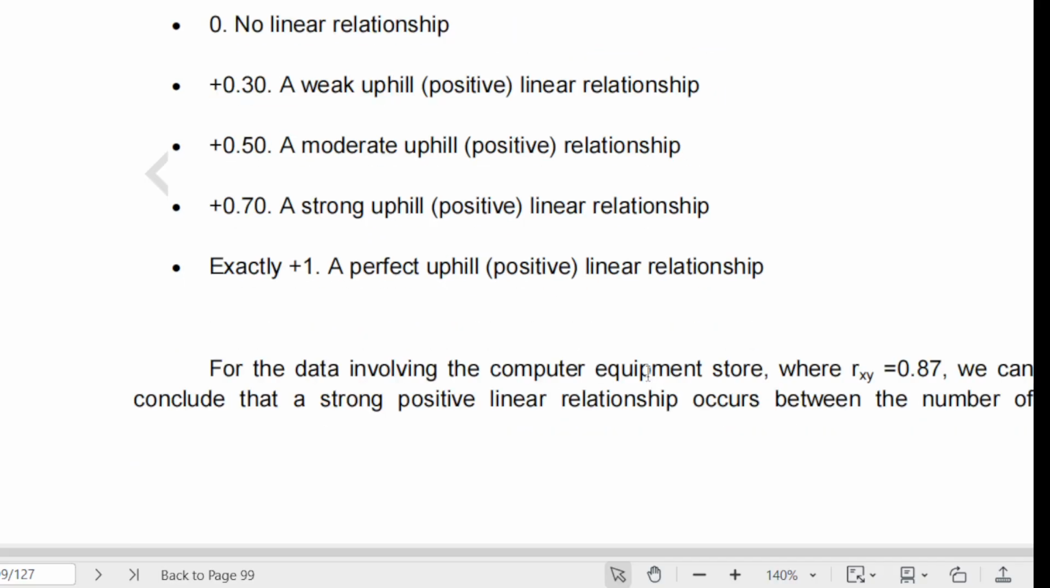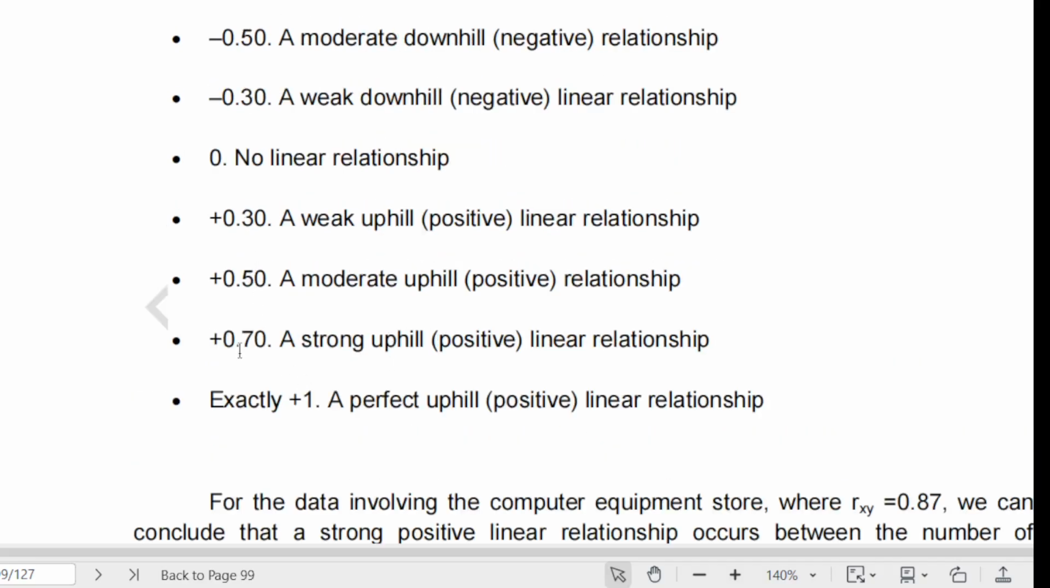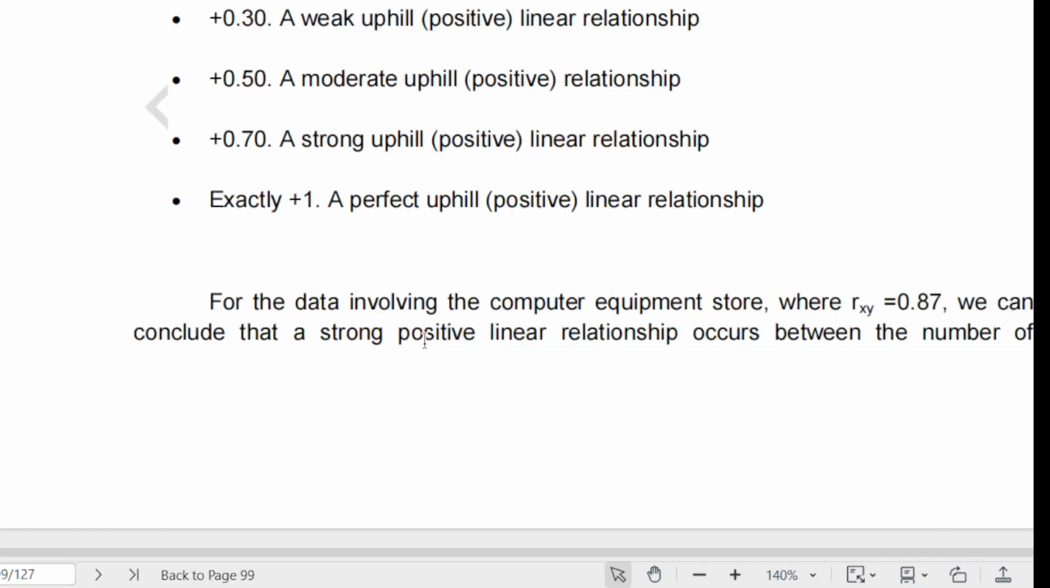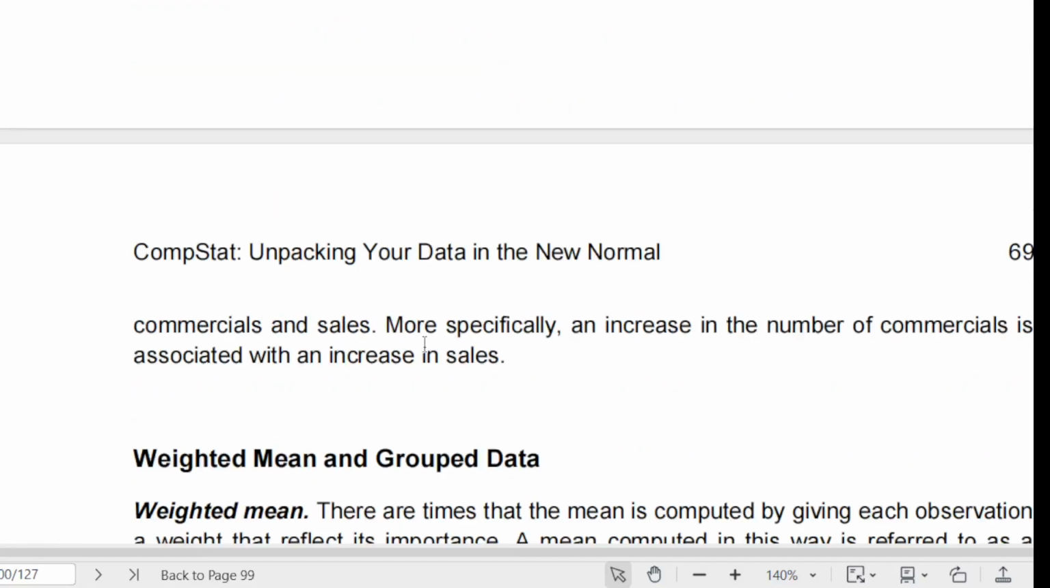So for our data, where rxy is 0.97, we can conclude that there is a strong positive linear relationship between the number of commercials and sales. Meaning, as you increase the number of commercials, sales increase.